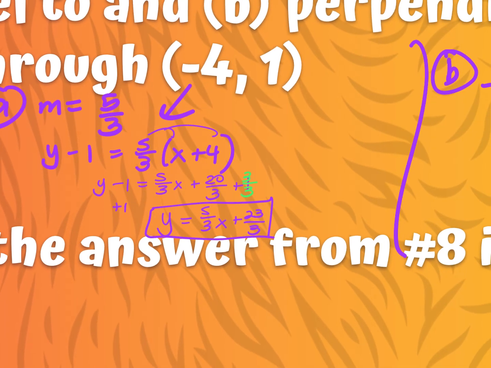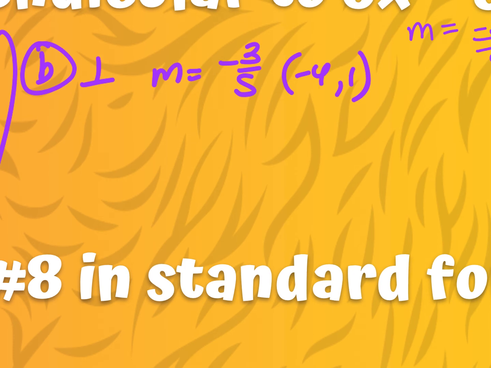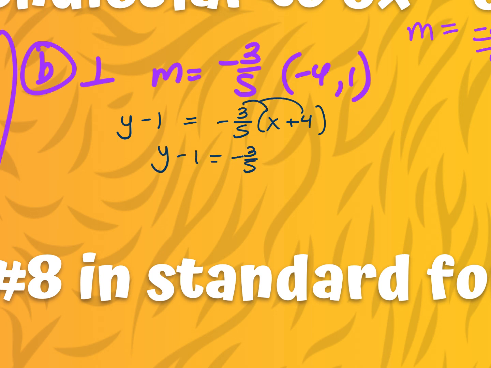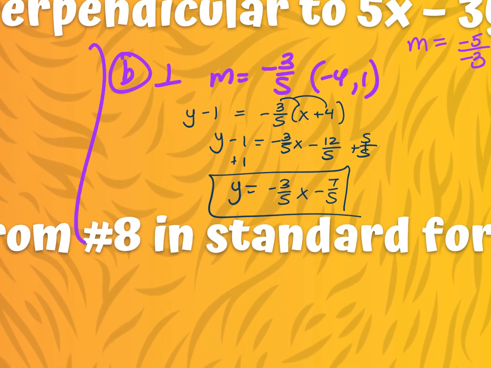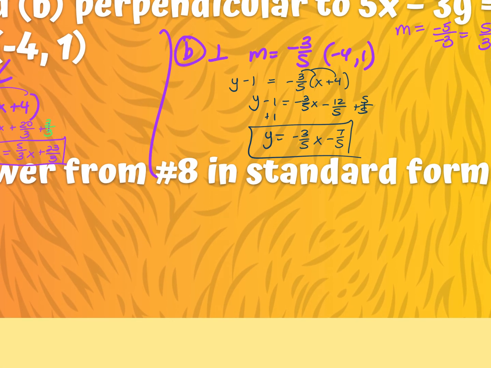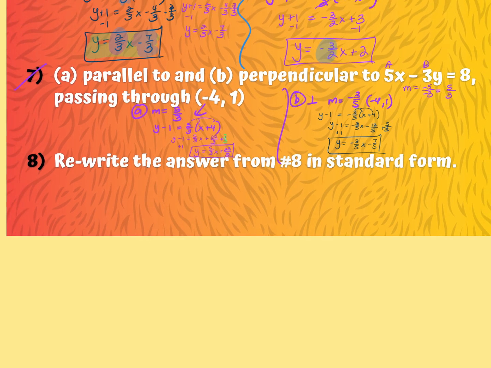Do it again. So B, same process, but we're using the opposite reciprocal because it's perpendicular. So y minus y1 equals m, -3/5. X minus a -4 becomes +4. Distribute the -3/5. Add the 1. Y equals -3/5 x. This would be 5/5. So minus 7/5. And then, this should be 9.